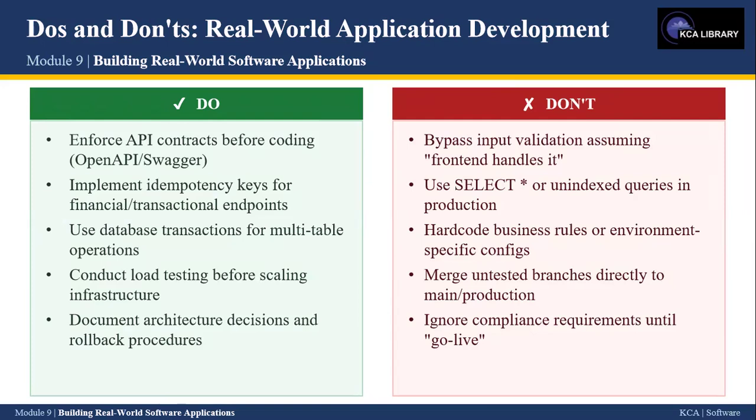For the don'ts: do not bypass input validation, assuming the front-end handles it. Do not use SELECT asterisk or unindexed queries in production. Do not hardcode business rules or environment-specific configurations. Do not merge untested branches directly to main. And lastly, do not ignore compliance requirements until you go live. These habits protect your system and your career.